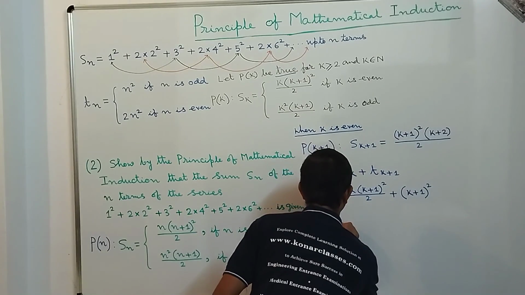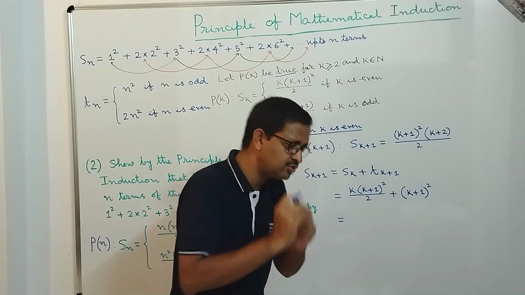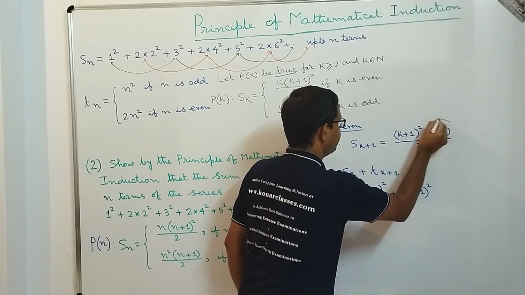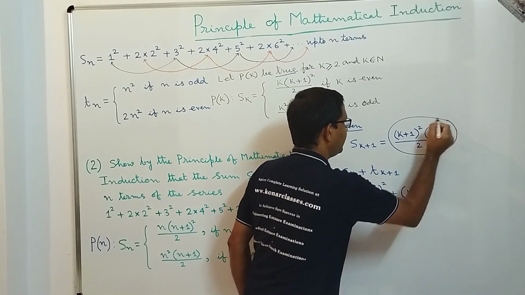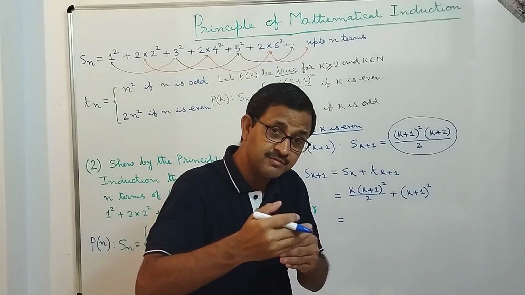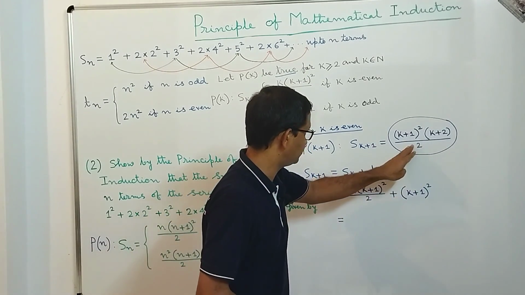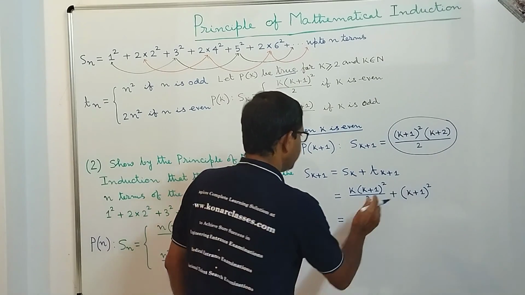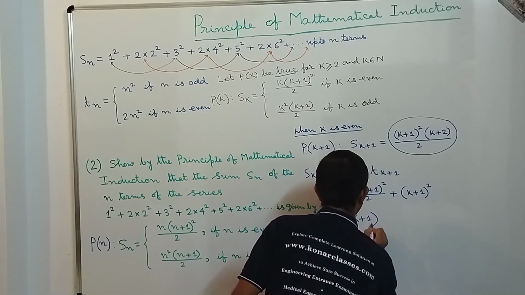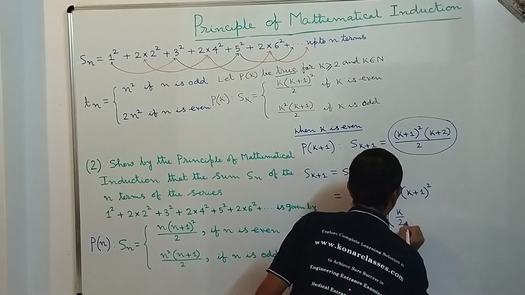So this is equal to what? Let me tell you how we should proceed. Our target should be that the value of the expression should be like this. That will be our target, and our derivation should proceed in this direction so that we can prove this. So we can take (k plus 1) whole square common from both these terms. Then what are we left with? K by 2 plus 1.